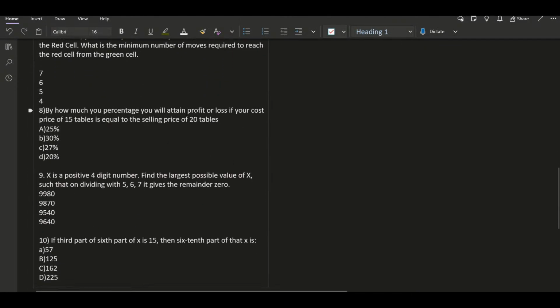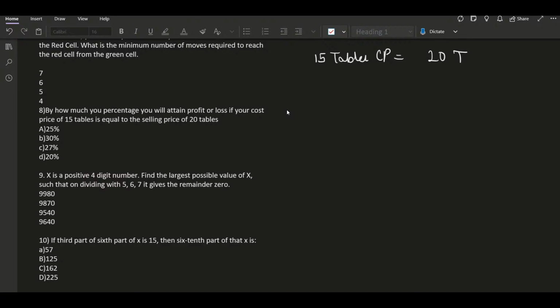The question is: by how much percentage will you attain a profit or loss if the cost price of 15 tables is equal to the selling price of 20 tables. So CP of 15 tables is equal to SP of 20 tables. Here we can easily find that the cost price of one table is more than the selling price. So we are getting a loss here, since the cost price is more and the selling price is lesser, because for a certain money we are buying only 15 tables, and for that same money we are selling 20 tables. So we are clearly having a loss.